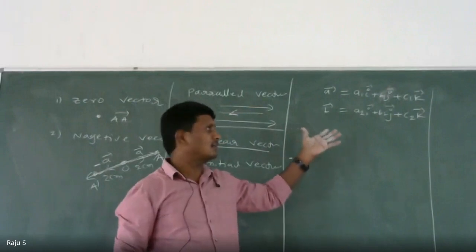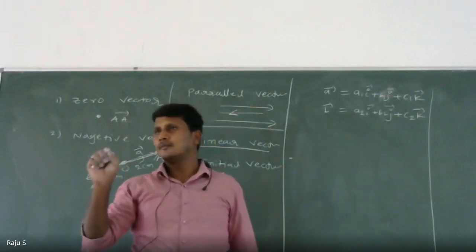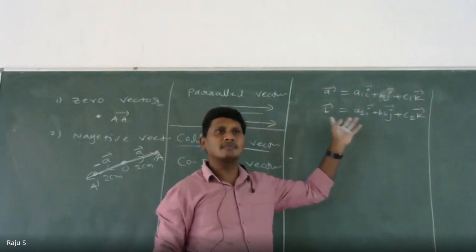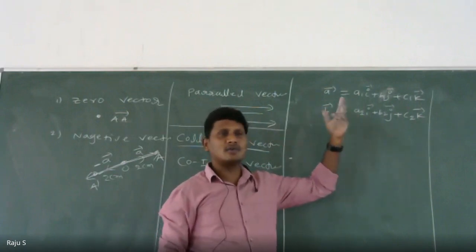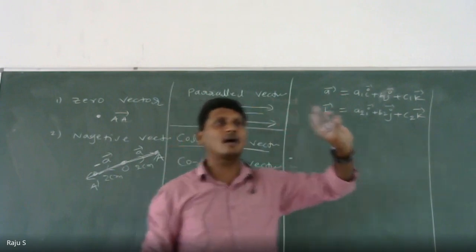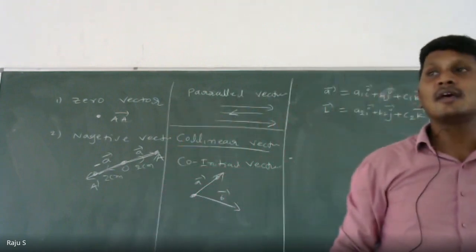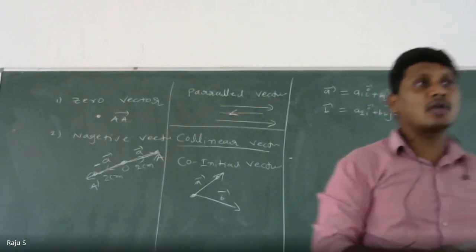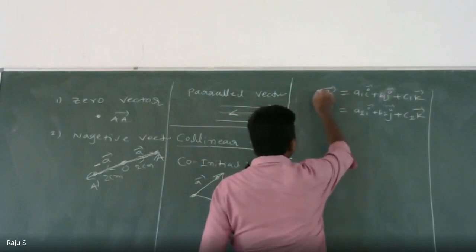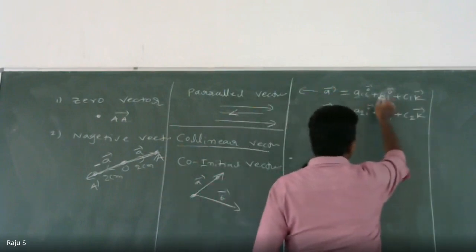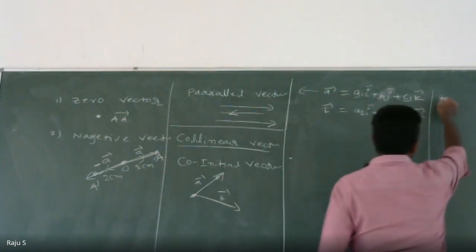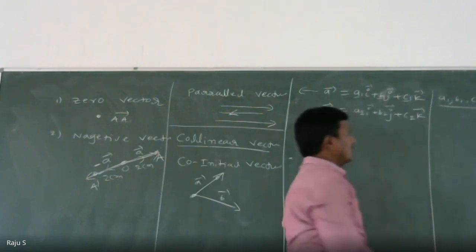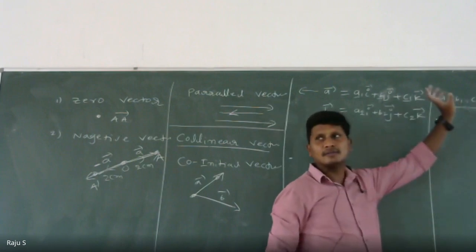The second exercise depends on a few important points. These are the two vectors. All of you observe two vectors. There are two types of important points: one is scalar components, the next is vector components. What are the scalar components of the first vector? A1, B1, C1. These are the scalar components.